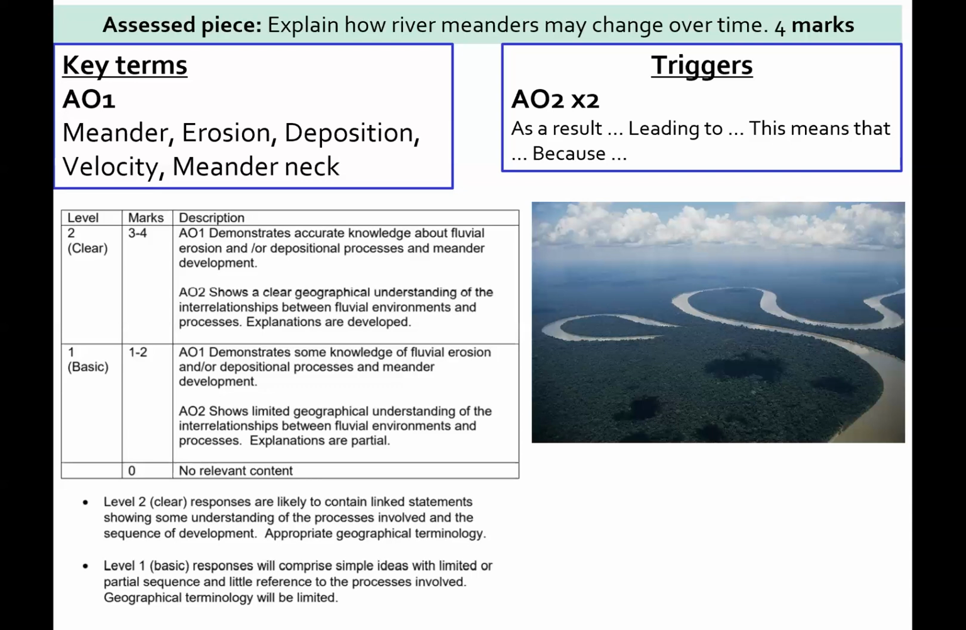But this question is not asking how meanders formed, it's asking you to explain how river meanders may change over time. So it's only 4 marks, you don't need to write an essay. 2 developed sentences should get you full marks. So I'd like you to answer that question as a comment on Show My Homework for me, please. And I will mark it and leave you a comment and give you an area to improve. And next lesson, I'll give you a model answer and you can use that to actually improve what you've written about this.